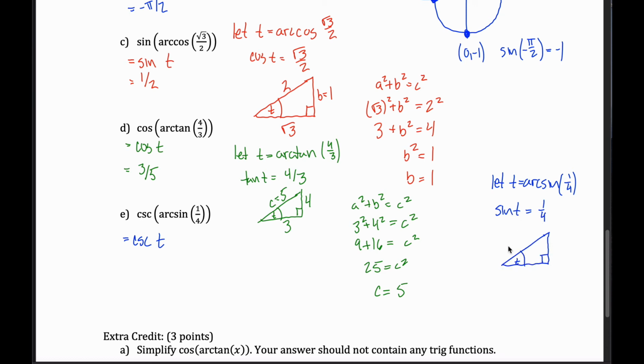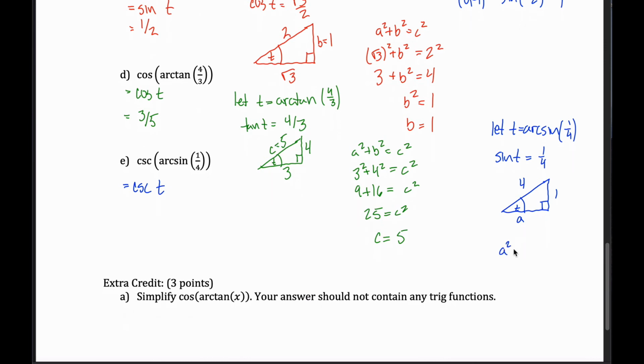Because sine is opposite over hypotenuse, I can label this opposite side length 1 and the hypotenuse 4, and then I can solve for this side length using the Pythagorean theorem. I got a squared plus 1 squared is equal to 4 squared. So a squared plus 1 is equal to 16. So a squared equals 15. So a is plus or minus the square root of 15. However, since we're talking about side lengths, it must be the positive value.